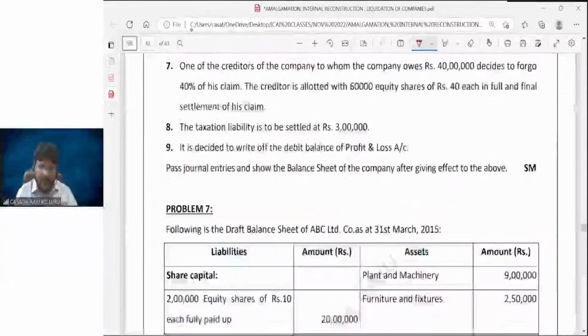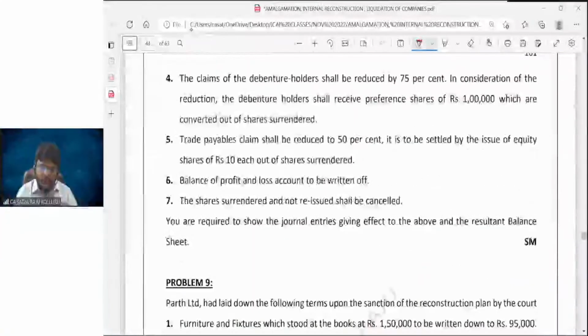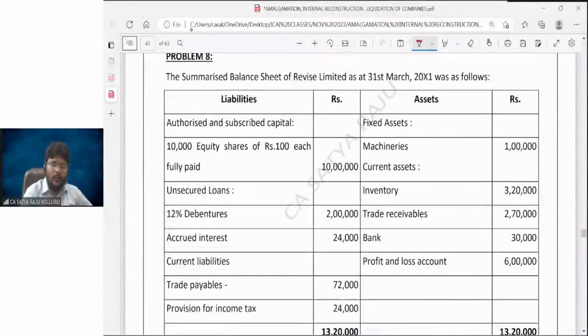Sir, without any delay, first let me take up one problem for the discussion. Then still if you have any doubts, I will explain at the end of that problem. This is the problem related to share surrender. Come to problem number 8, all of you.